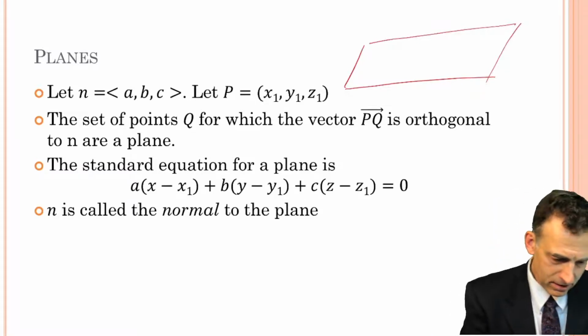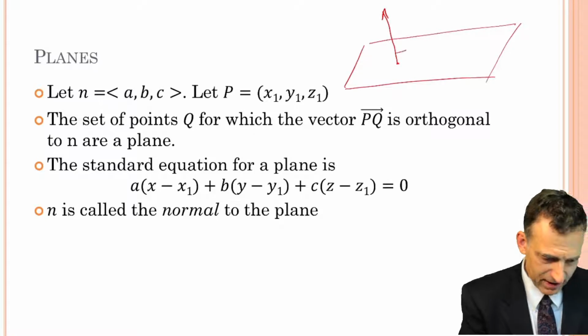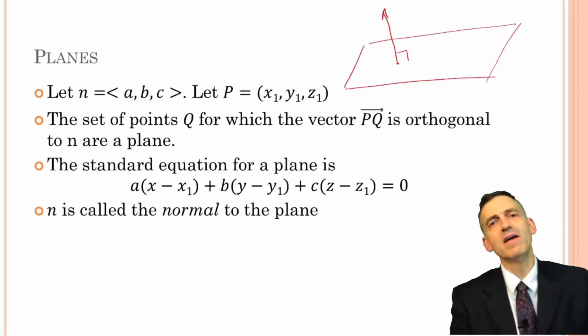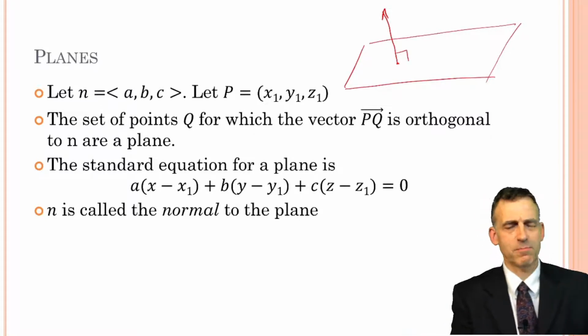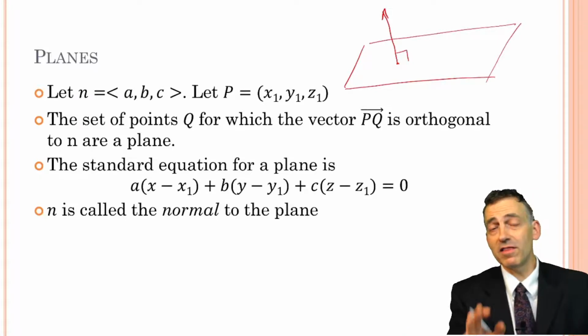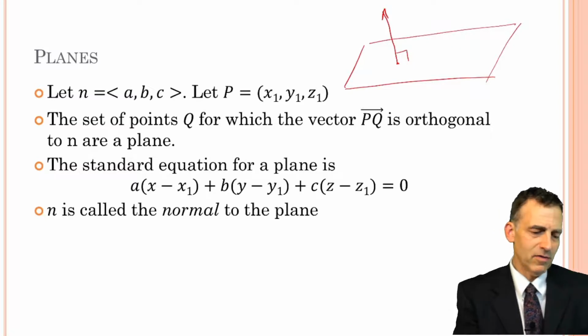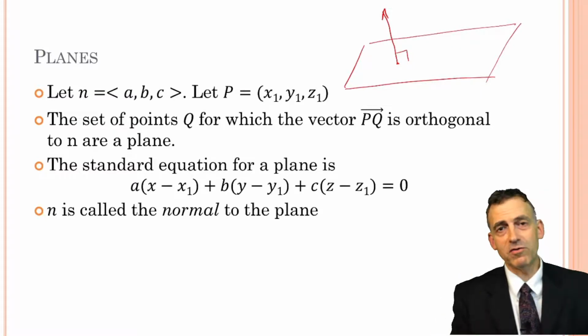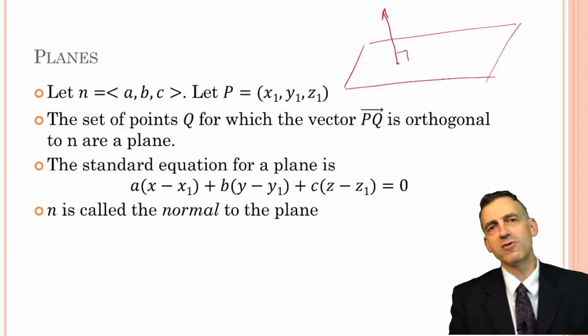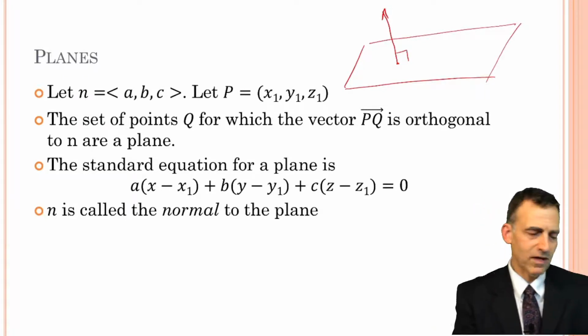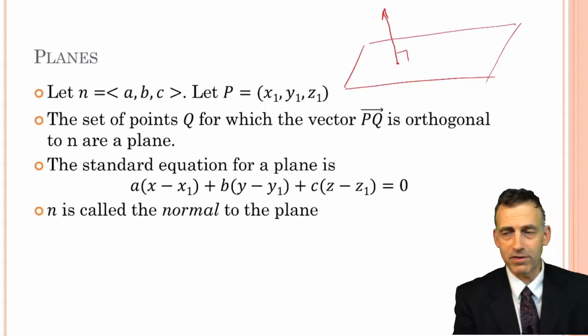And then here's the normal. The normal is actually perpendicular to every vector in the plane. So you can think of it as perpendicular to the plane, but it's literally perpendicular to every single vector in the plane. And you know that if you have two vectors that are perpendicular, their dot product will be zero. And so that's where this standard equation for the plane comes from.